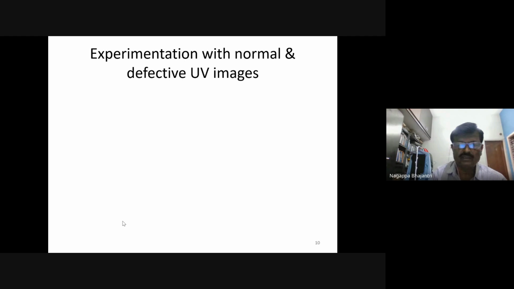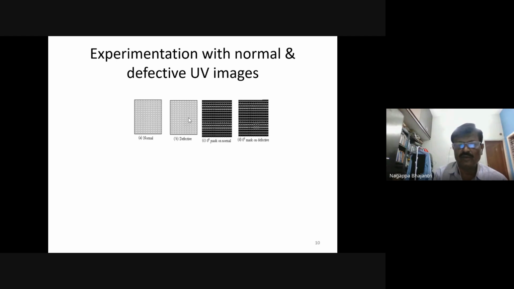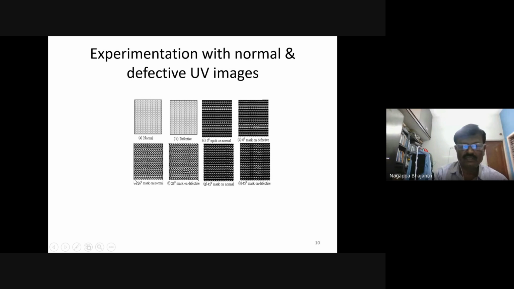I have tried some synthetic images. Here a normal image is created with the alphabets UV, and you can observe it there. Similarly we have a defected image, where a small defect happens at the center, but the human eye cannot discriminate them. So we have a mask convolved over the normal as well as the defect image, at different degrees, 26 degree, 45 degree.